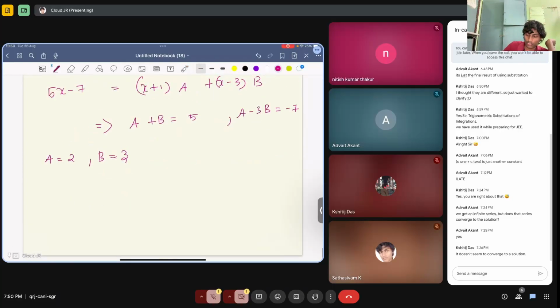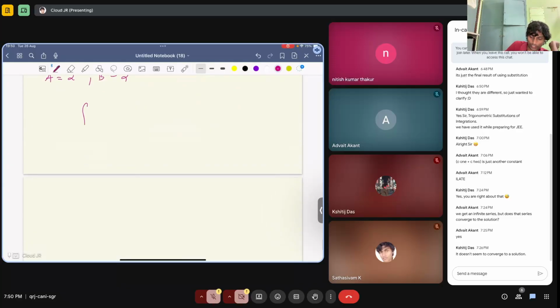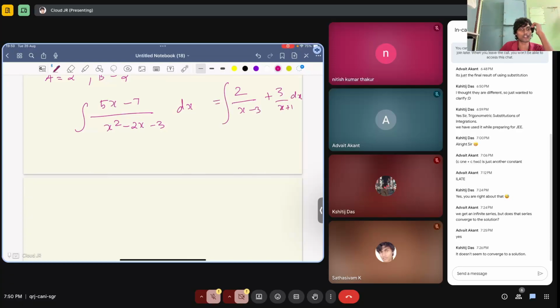Okay. Now your integral became the integral of (5x minus 7) divided by (x square minus 2x minus 3) dx. Your integral became 2 by (x minus 3) plus 3 by (x plus 1). So you take the integral dx. Okay, so now it became like this. Now this integral is easy to integrate, right? This is nothing but ln of (x minus 3) plus, I mean, you have to do a substitution here, but we have done it multiple times, so I just left it: ln of (x plus 1) plus c.